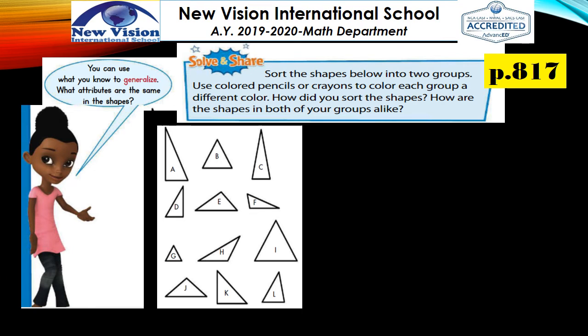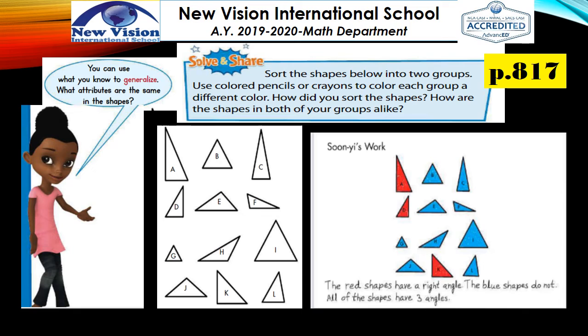Okay, done. Now we have here Sunyi's work. How many shapes are in color red? And how many shapes are color blue? What are the shapes that are color red? We have shapes A, D, and K, and the rest are color blue. Now the red shapes have a right angle, and the blue shapes do not. All of the shapes have 3 angles. Do you agree with Sunyi's work?